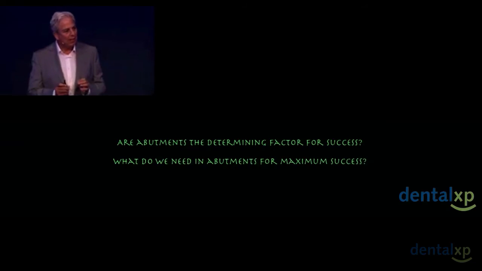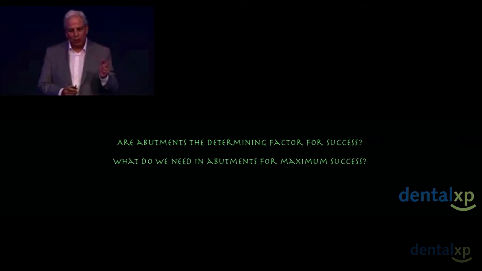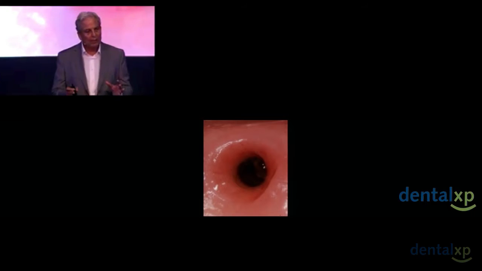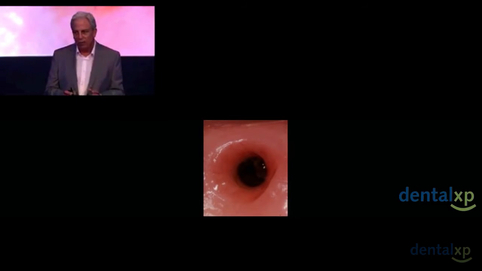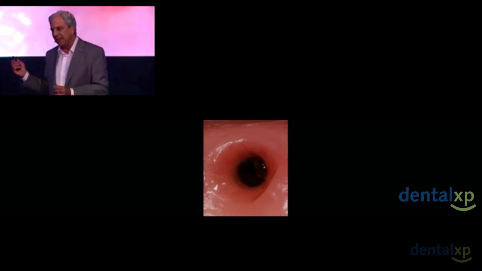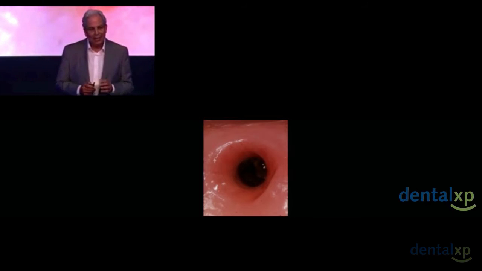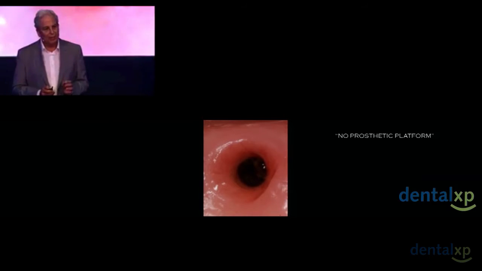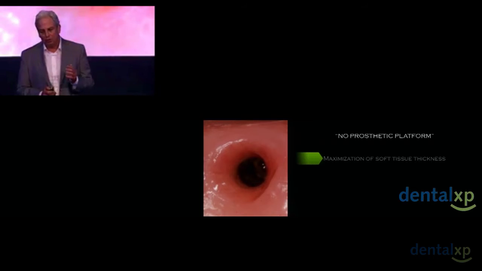So there are 2 questions that we have to ask: are the abutments the determining factor for success? And what do we need in abutments for the maximum amount of success? Well, when all is said and done and we're ready to begin our restorations on the ankylosed system, this is the type of tissue that we're looking at. And it's a little bit different from other types of implant systems because you notice one thing: there is no prosthetic platform.